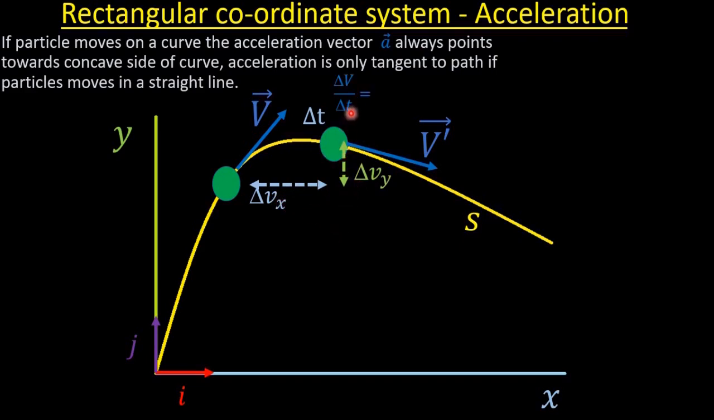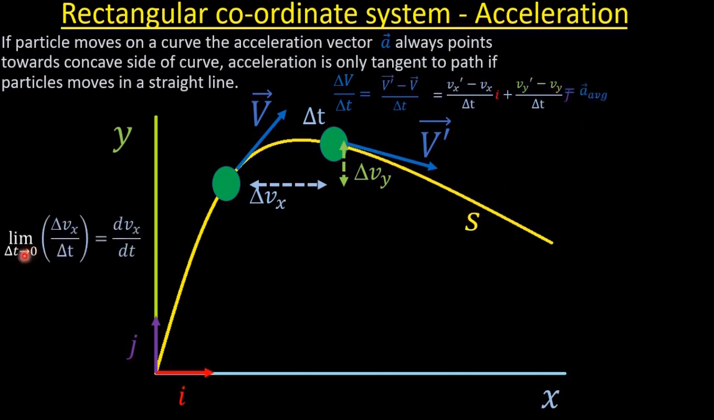And we can write the average acceleration as delta v by delta t, which will be v prime minus v over delta t, and then we do the vector subtraction between v prime and v, because remember v and v prime are vector quantities, so we just subtract the components of velocity in the i direction and the components of velocity in the j direction, and that will give us the average acceleration.